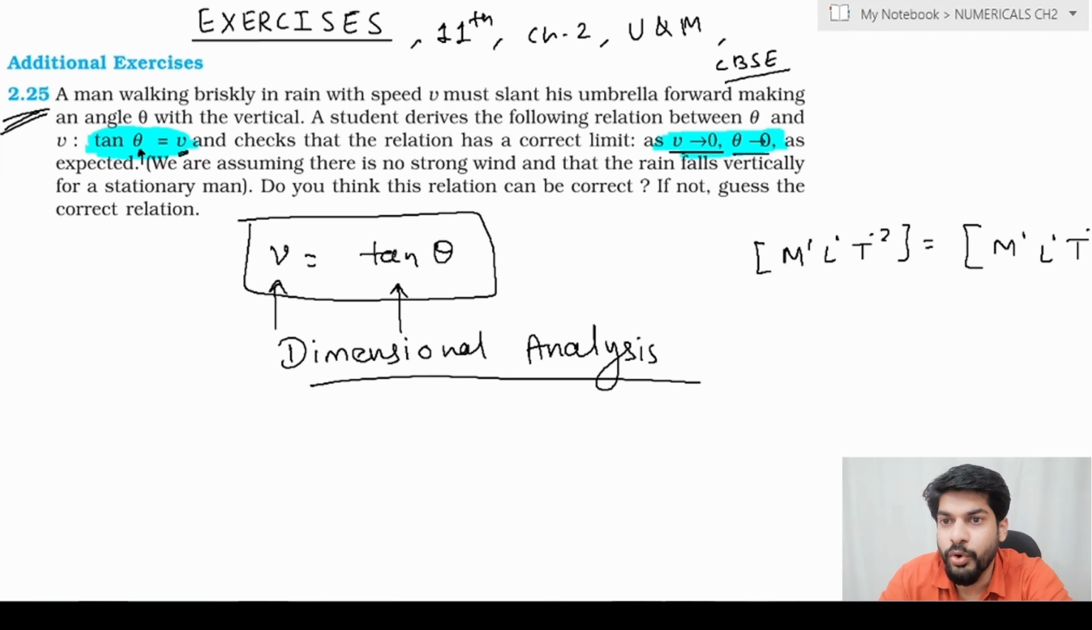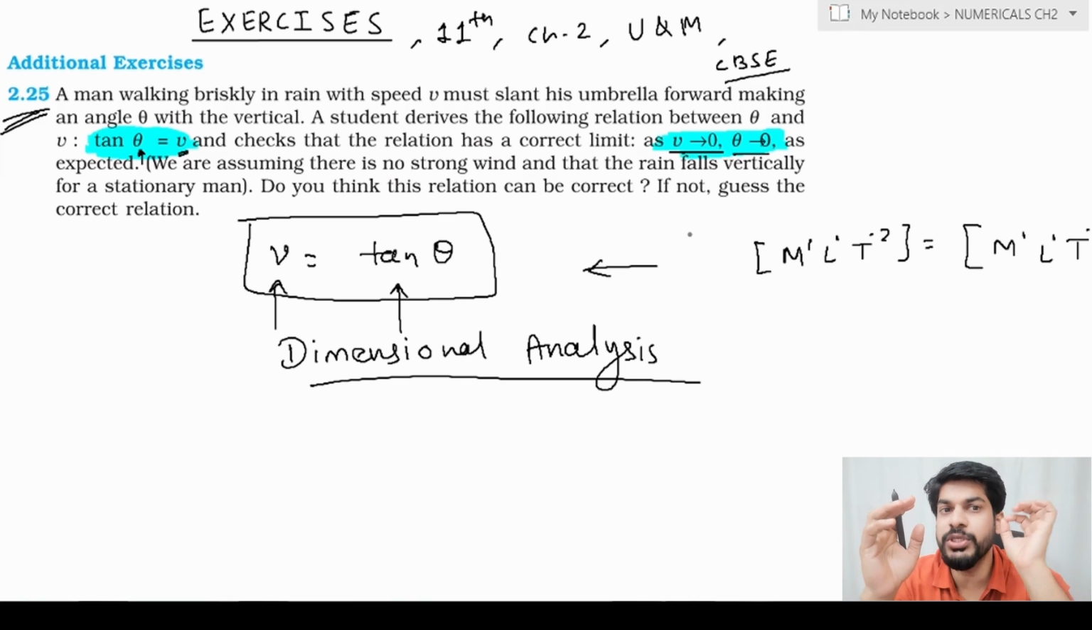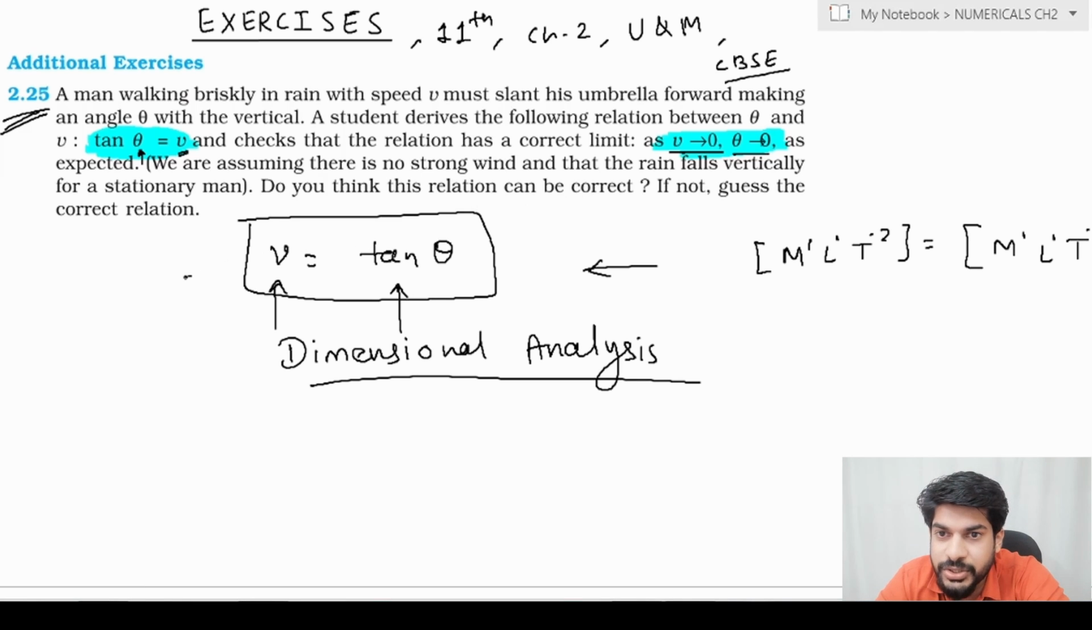Even though the quantities may be different on the LHS and RHS, when we solve for the dimensions, we must get the same dimensions on both sides. That is the most important condition. This is called the principle of homogeneity of dimensions in an equation. So let's check whether this equation has the same dimensions or not.